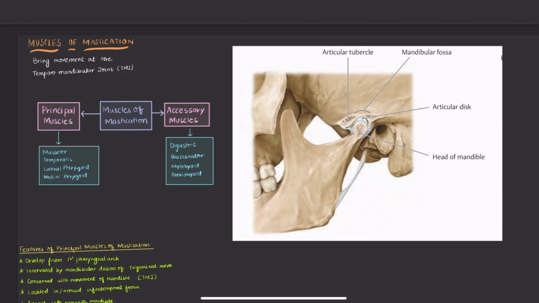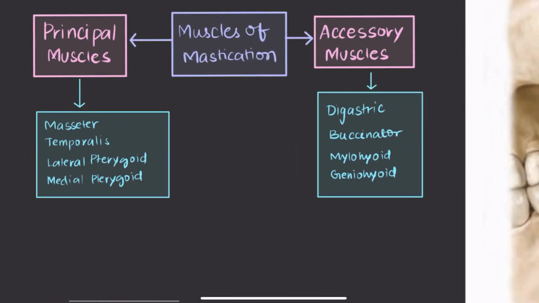So the muscles of mastication are of two types: the principal muscles and accessory muscles. Principal muscles include masseter, temporalis, lateral and medial pterygoids, while accessory muscles include digastric, buccinator, mylohyoid and geniohyoid.